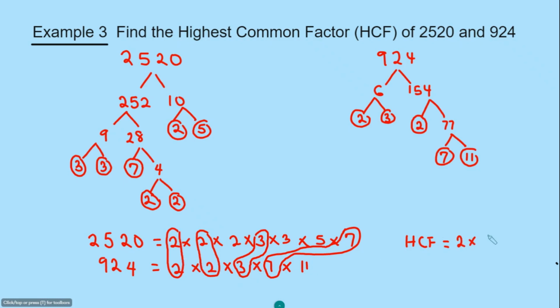So the highest common factor becomes 2 times 2 times 3 times 7. Now if you multiply this, you're going to have 84. So this is the highest common factor. Now the highest common factor really means the biggest number that will go into 2520 and 924 without a remainder, and that's going to be 84.